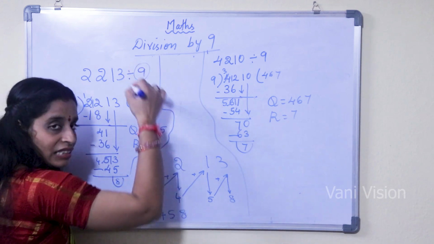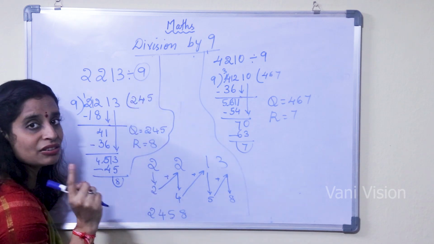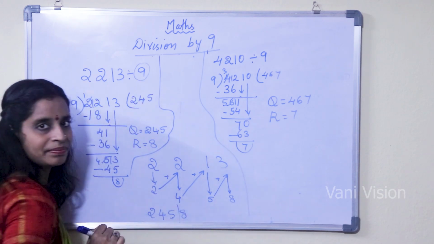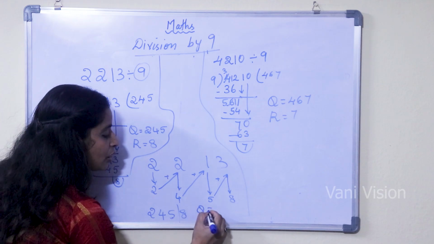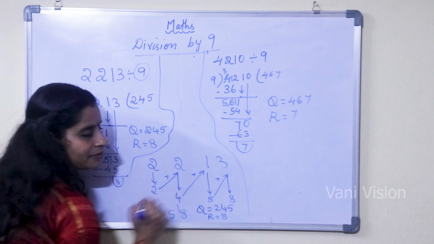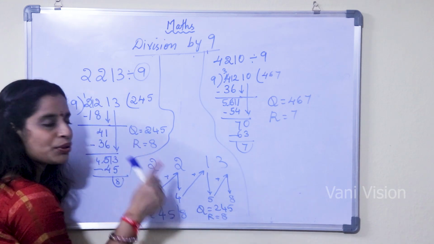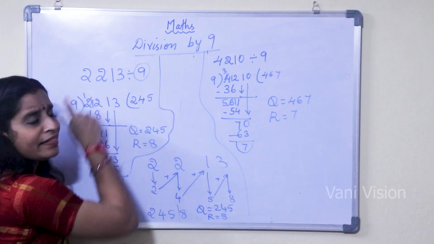So our division is a 1 digit division, right? So 9 is of only 1 digit, no? So we have to separate one number. So our quotient is what? 245 and remainder is what? 8. Is it correct? Both are same, right? Only you feel like this one is a little lengthy.